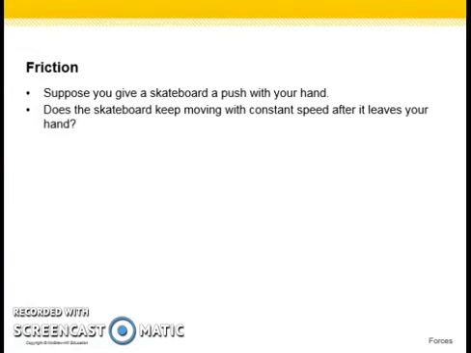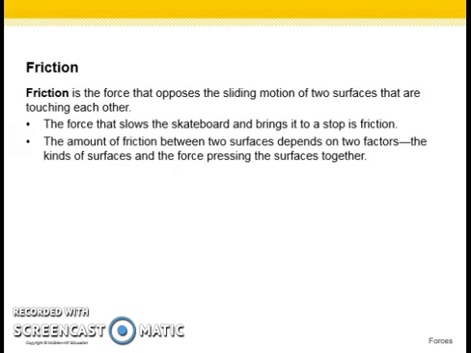So just talking for a second, suppose you give a skateboard a push with your hand or a friend. Does the skateboard keep moving with constant speed after it leaves your hand? The answer is no, and that's because of friction. Friction is the force that opposes the sliding motion of two surfaces that are touching each other. The force that will slow down that skateboard and bring it to a stop is friction.